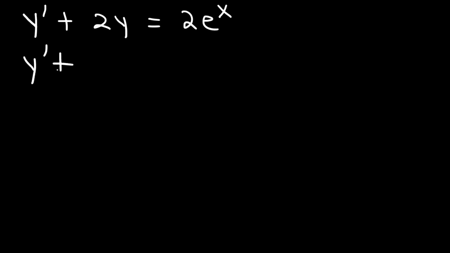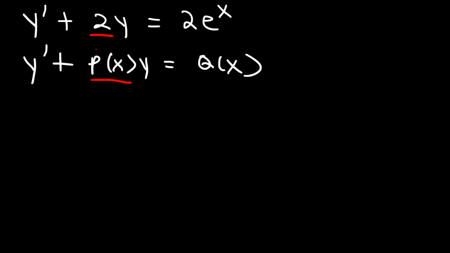So let's say we have this differential equation, y prime plus 2y is equal to 2e to the x. Notice that this equation is already in standard form. So if we write y prime plus p of x times y, which is equal to q of x, we can see that p of x is equal to the stuff in front of the y, which is 2, and q of x is just 2e to the x. So that's the second step, to identify p of x and q of x.